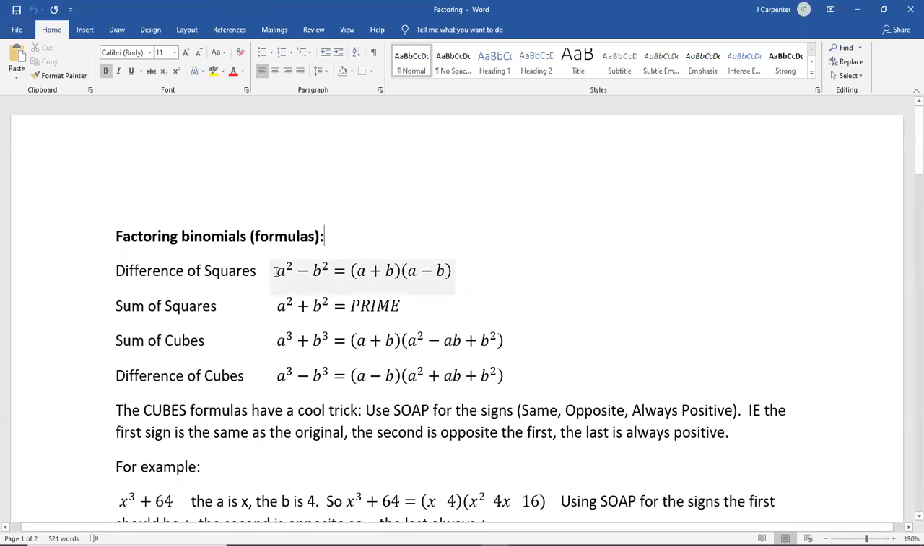But difference of squares. So if you have something like x squared minus 9, or x squared minus 25, or x squared minus 36, and it doesn't have to just be x squared.